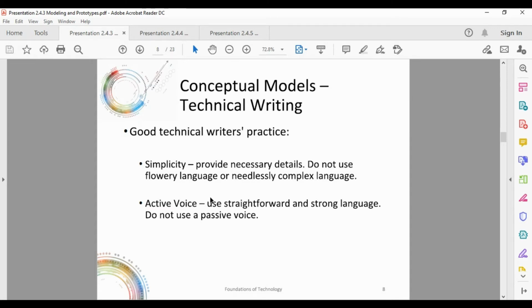Technical writing is oftentimes in its own way kind of like instructions, and so this is what you tell people to do. This is what happens. This is what happens, not this is what we did. Don't use passive voice.